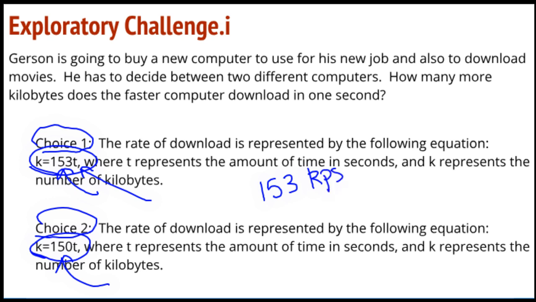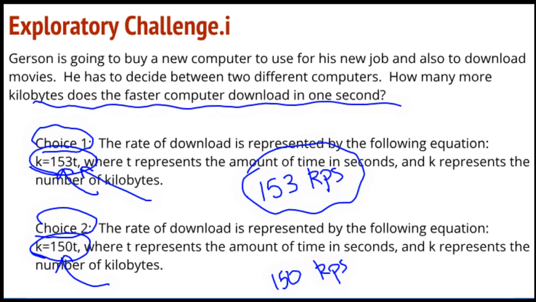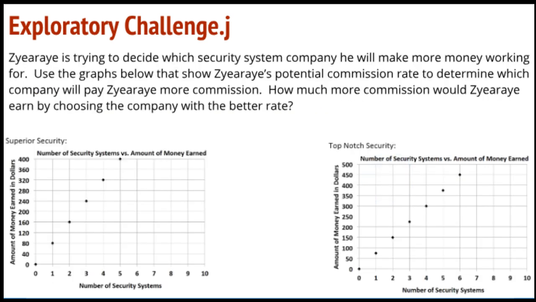And we could figure out that we have 150 kilobytes per second. And we can see that choice number 1 is a little bit faster, an additional 3 kilobytes per second. How many more kilobytes does the faster computer download in 1 second? About 3 kilobytes per second. All right.